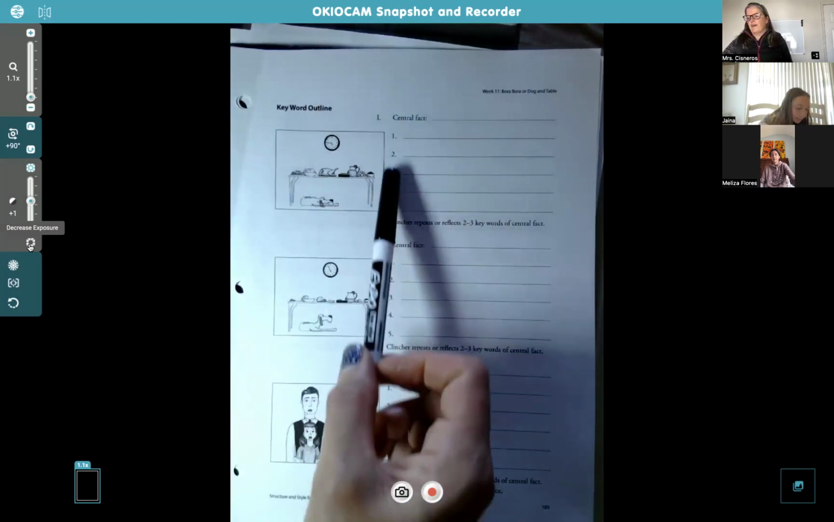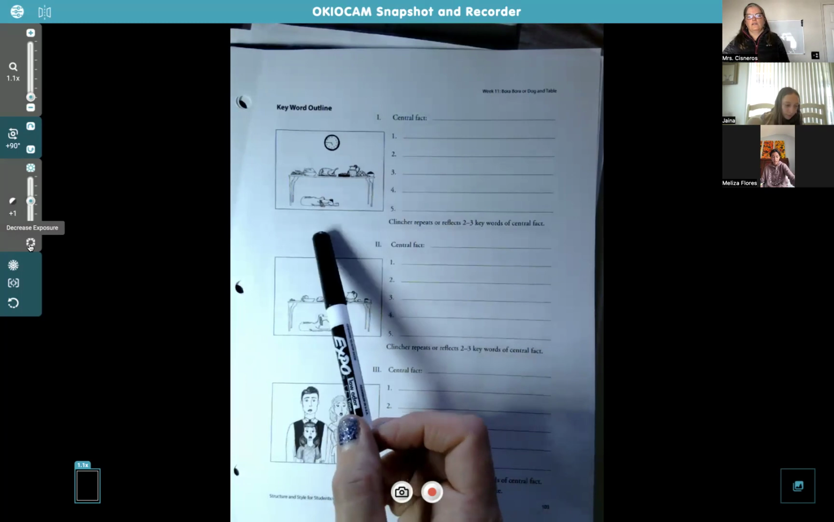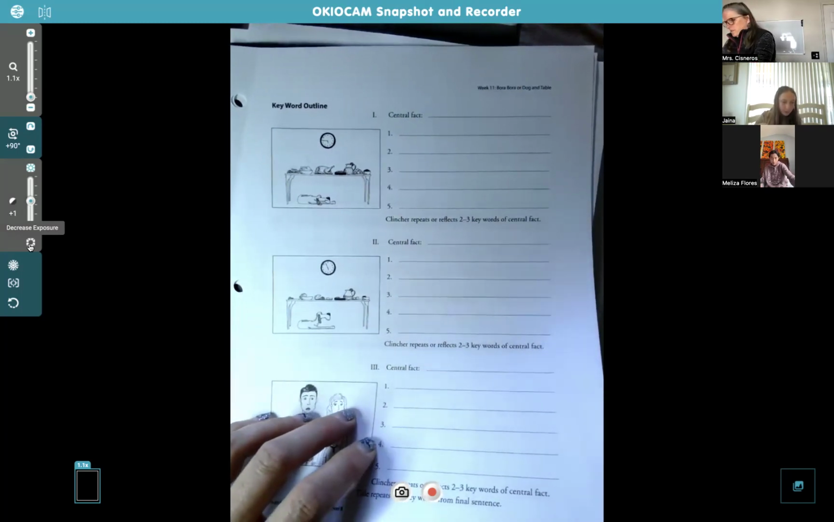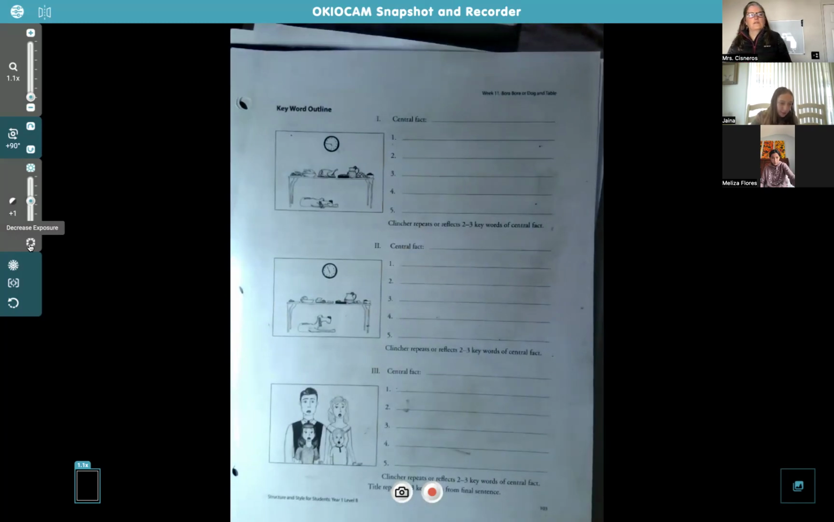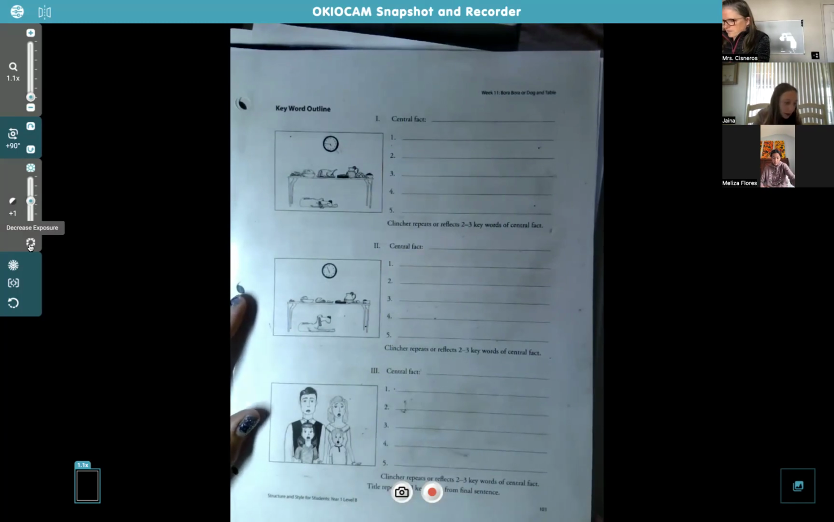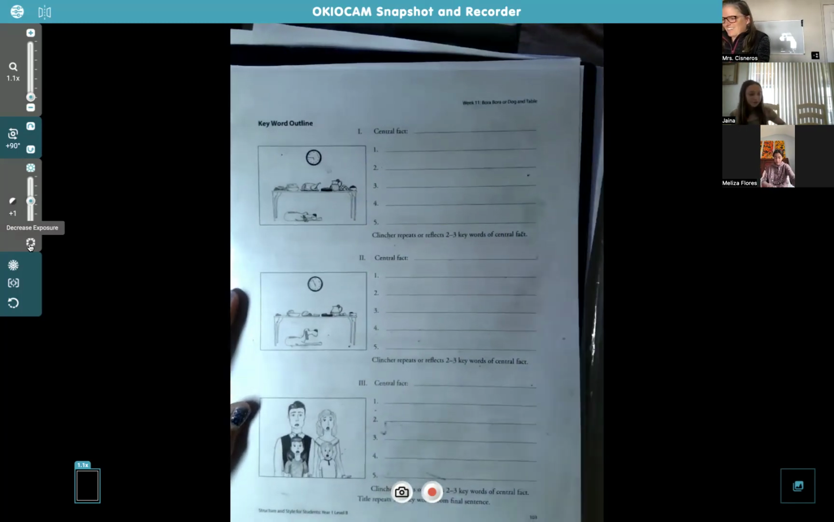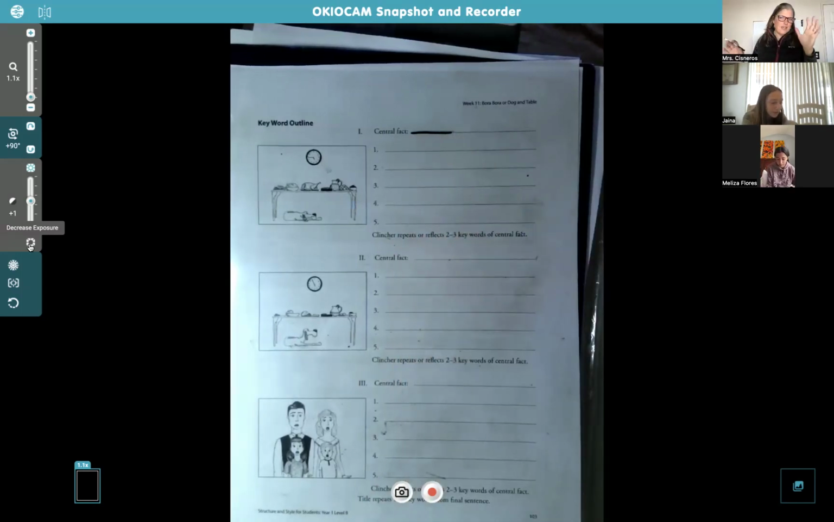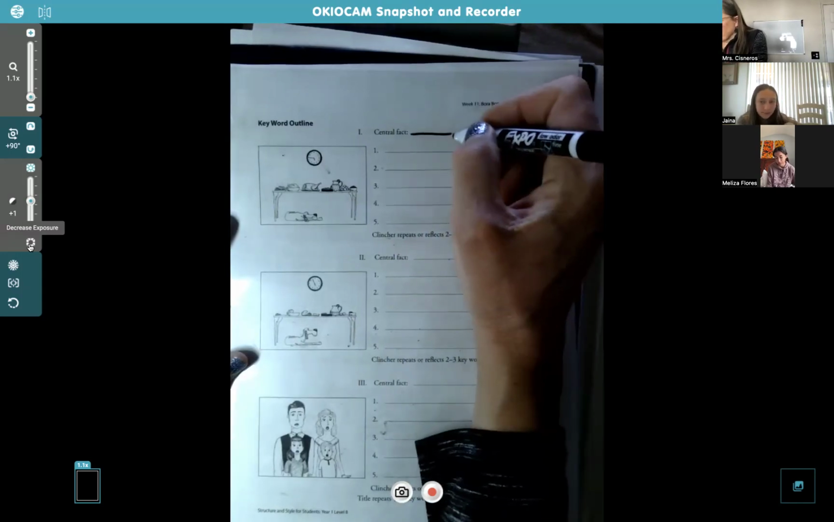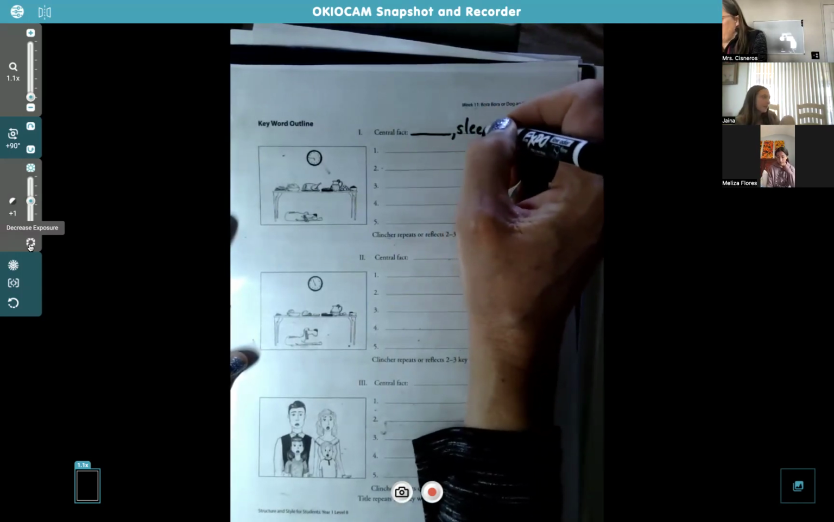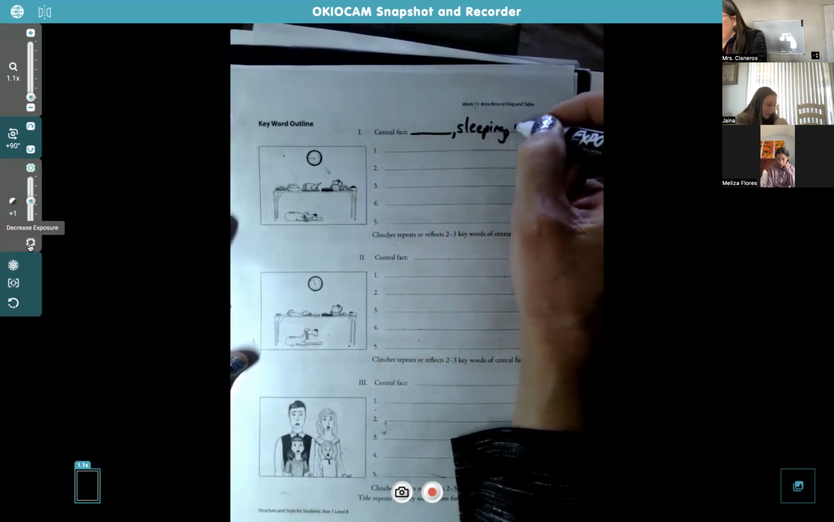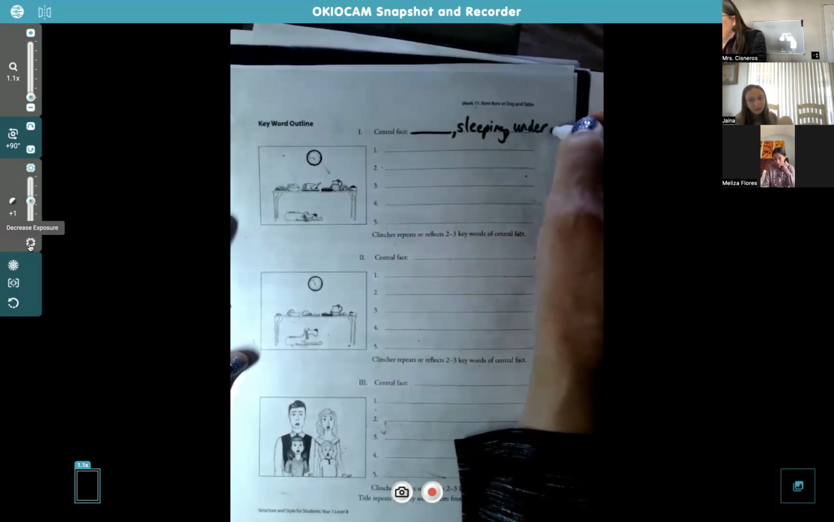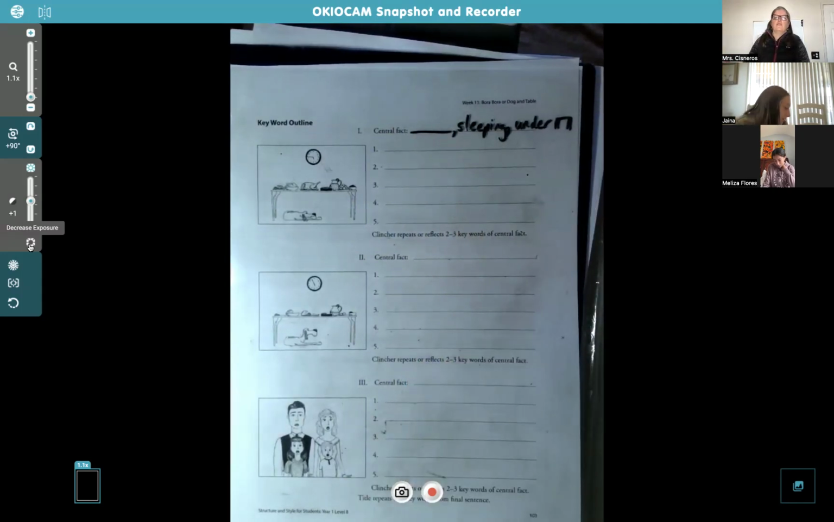So, Jana, looking at that first picture, what is the central fact here? The dog is sleeping with a lot of food above him. Okay, we could put a name here for the dog. You can decide if it's a boy dog or girl dog. He was sleeping under, and then maybe I'll draw a table here. But whatever you guys want to put there.